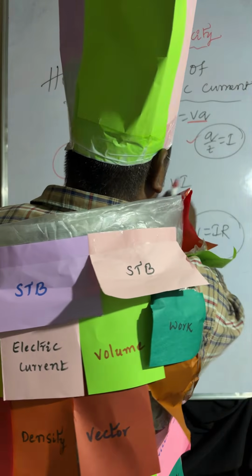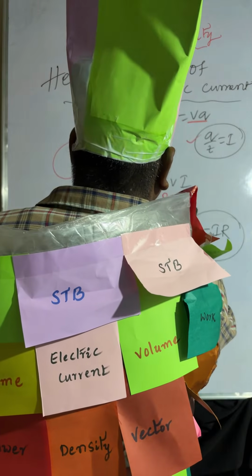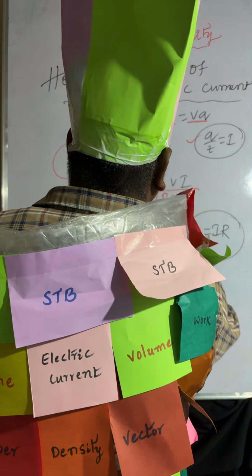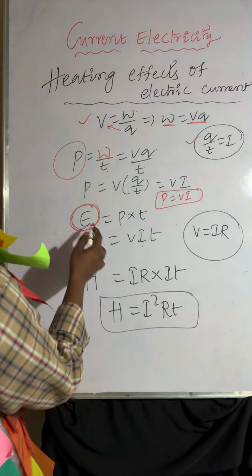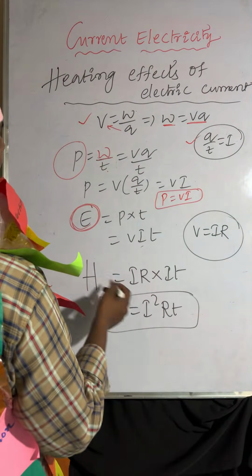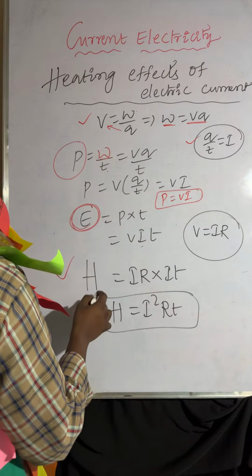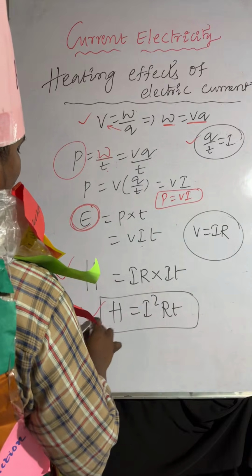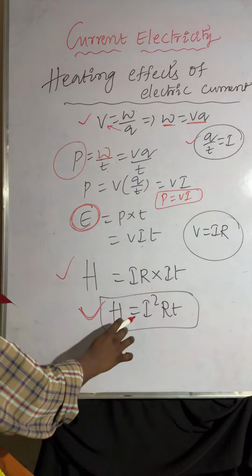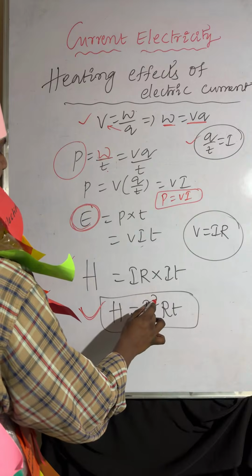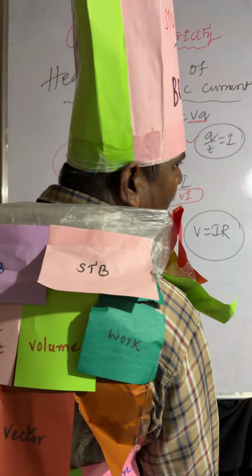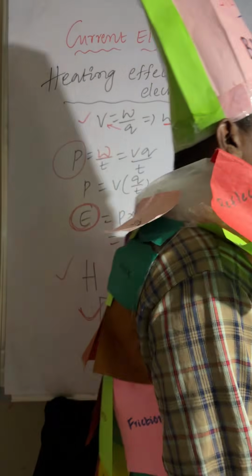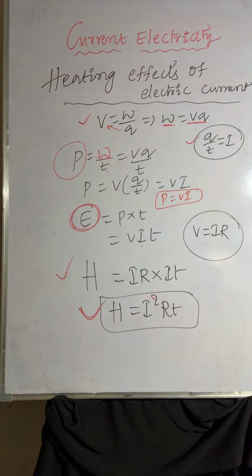Finally, you will get P equal to VI, electrical power, P equal to VI. Whatever energy is given to the conductor will become heat. H equal to I R into I into T, so H equal to I squared R T. Heat produced in the conductor is directly proportional to the square of current, directly proportional to resistance, and directly proportional to time. I hope it is very clear, right?